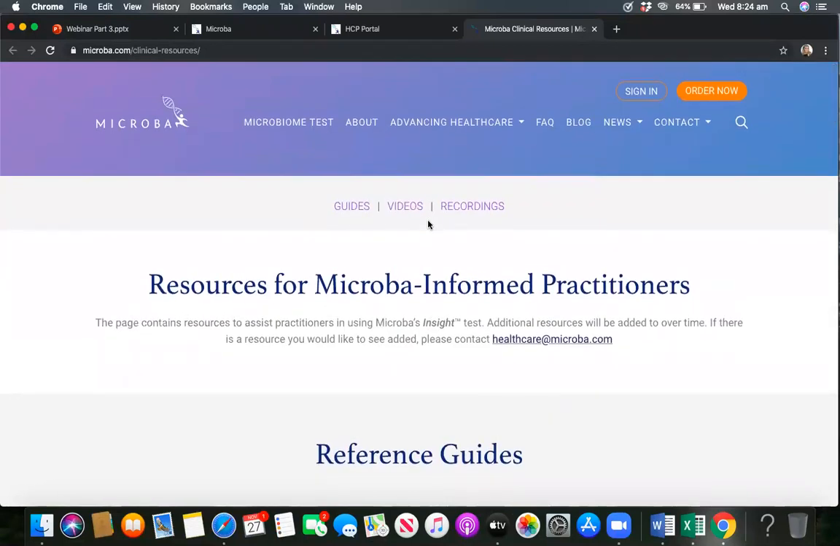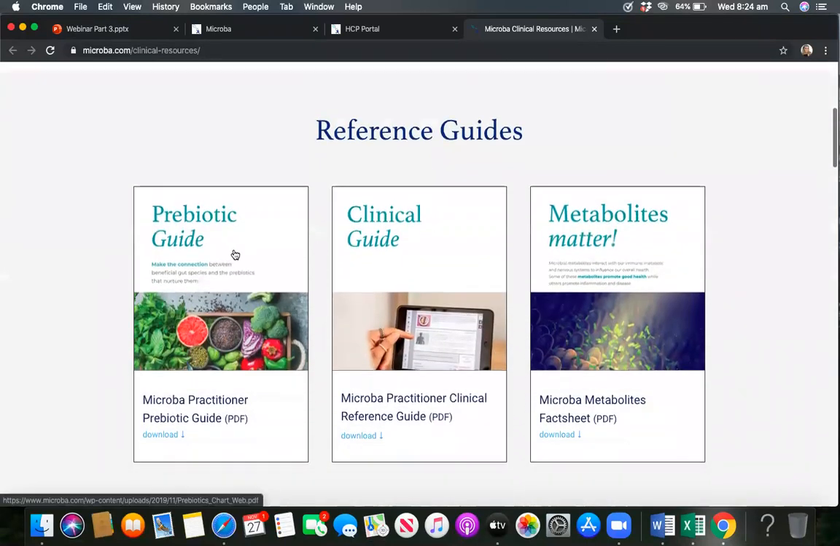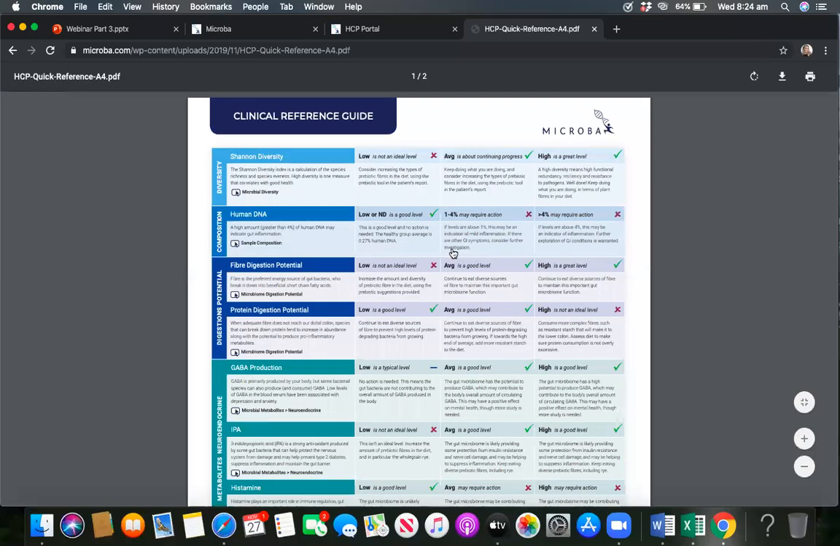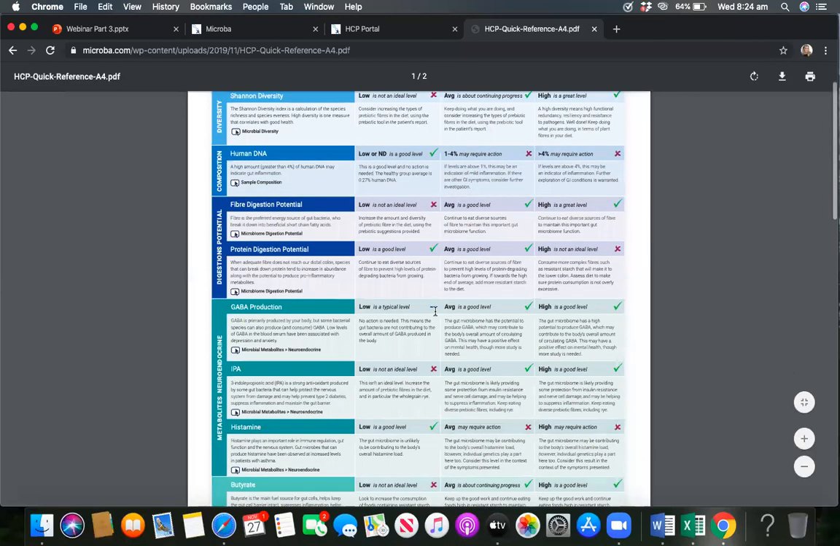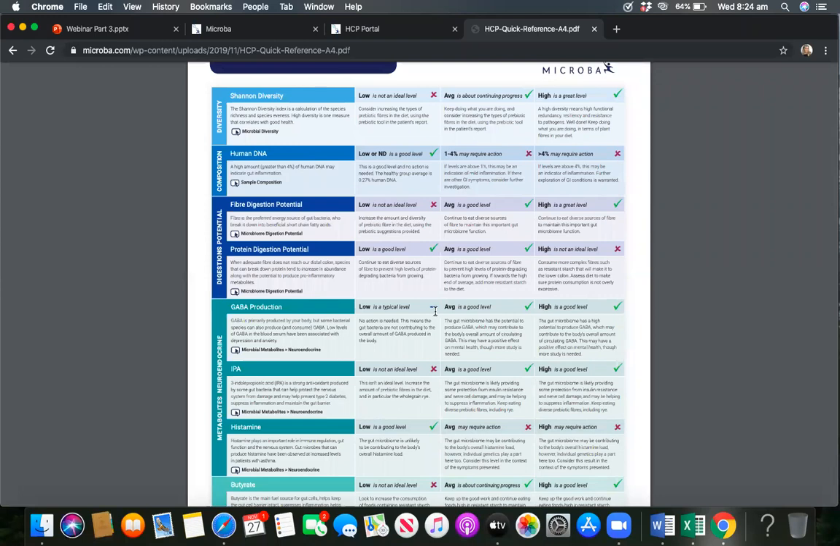Inside the clinical resources page, you will find some great resources that we have created. And as I mentioned, Ken and Hayley have definitely pioneered a lot of this space. Specifically, the clinical reference guide is something that's going to be really handy for you to use in practice.